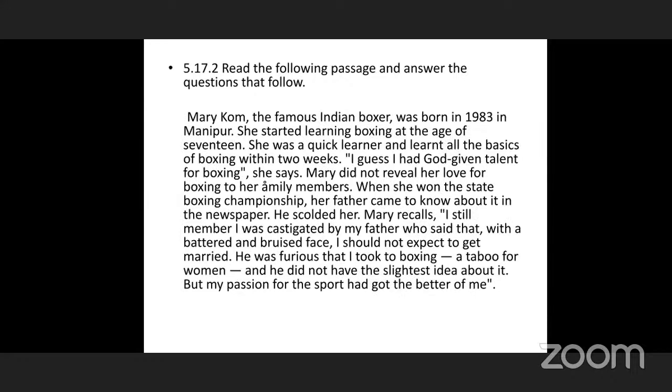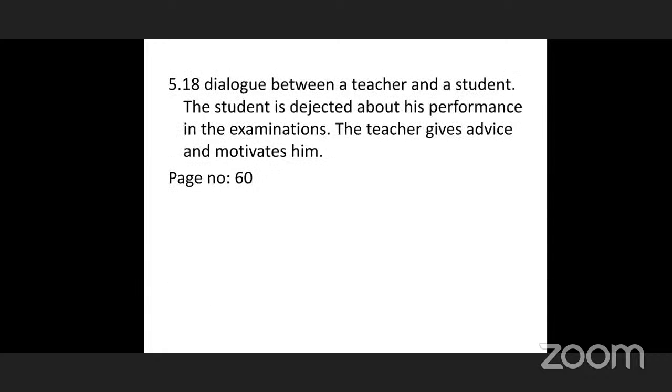So in this particular passage, you have been given some information regarding Mary Kom. Mary Kom is none other than a famous boxing champion, an Indian boxer. And the last part, 60 page. The place demands much PPTs, so I couldn't make it out.